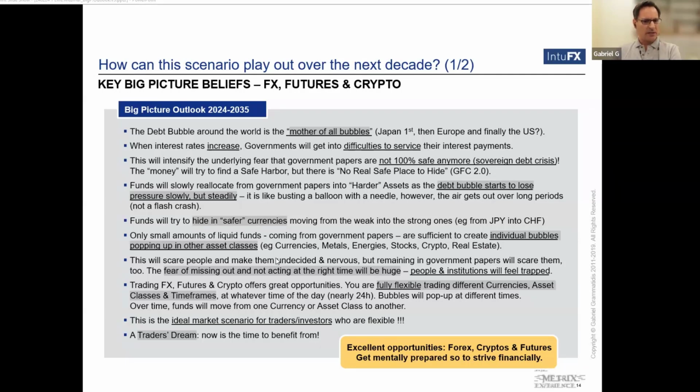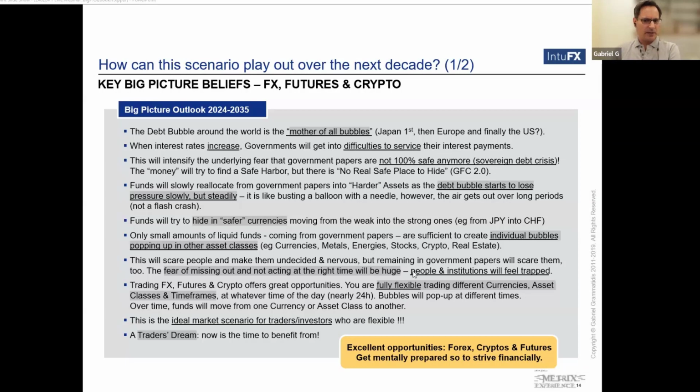So the fear of missing out, because there are bubbles popping up in Bitcoin, right? A lot of people are not yet invested in Bitcoin or in gold or in silver. The fear of missing out and not acting at the right time will be huge. So a lot of pressure, right, on people and funds and companies and governments. So there's the fear of a debt bubble burst, and then there's the fear of missing out when money is moving, I mean, rapidly, right, from one end to another, like within months or years.